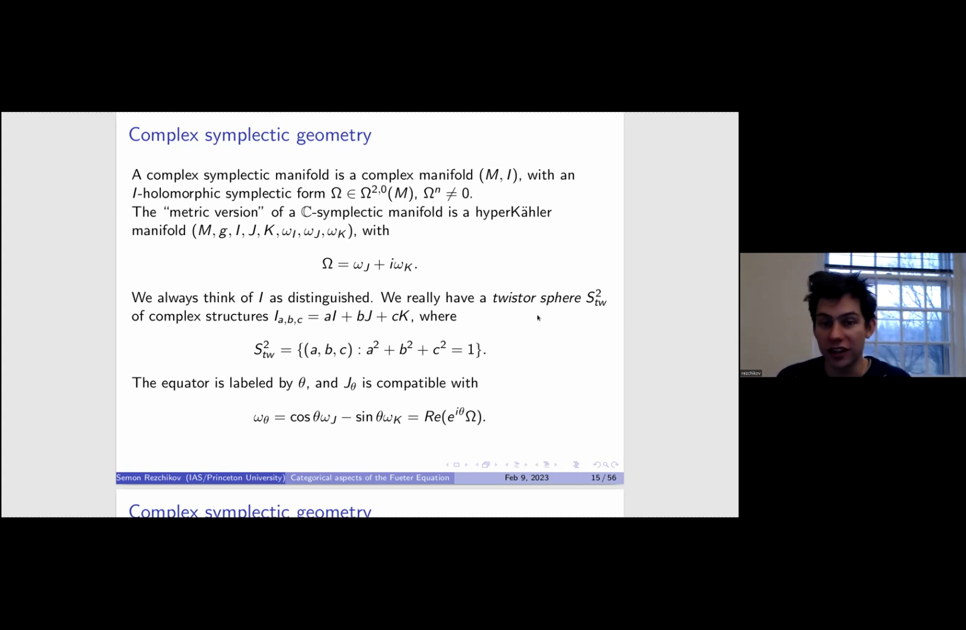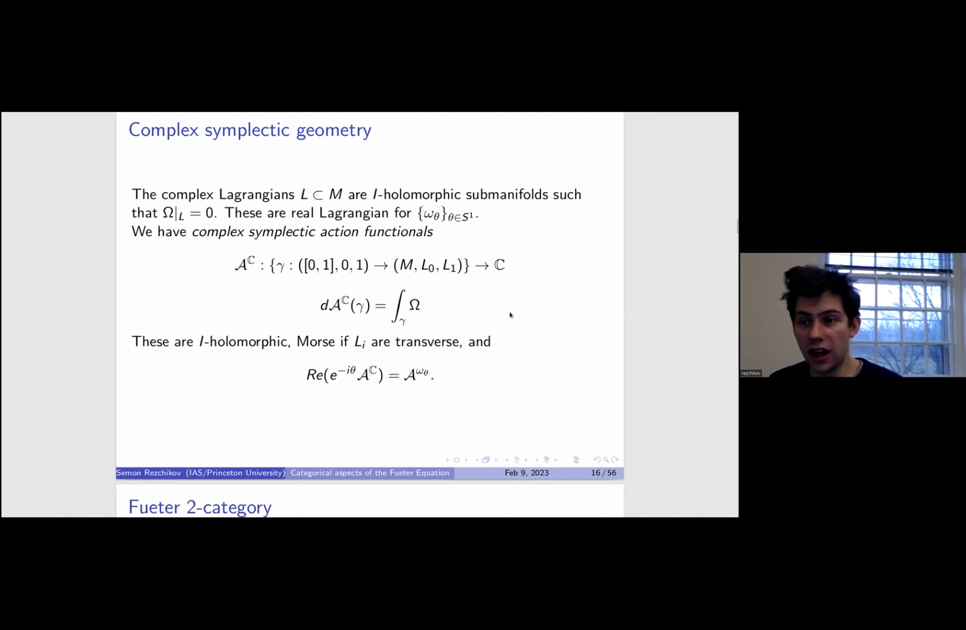There's a corresponding equator. And the symplectic forms that are compatible with the complex structures on the equator are the real parts of this holomorphic symplectic form. So that's something to keep in mind, some basic structure. And then we can ask, before we had real Lagrangians, so now we should clearly have complex Lagrangians. These are I-holomorphic submanifolds on which the complex symplectic form restricts to 0. These are real Lagrangians for a whole circle of symplectic forms, the equatorial symplectic forms.